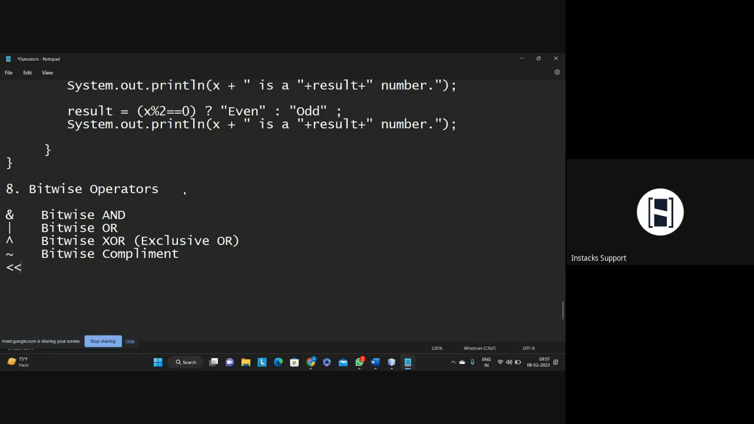Then of course shift operators. This is a left shift operator. Why left shift? See which side it is pointing to? The left hand side. Hence, it is a left shift operator. And then, of course, the right shift operator.